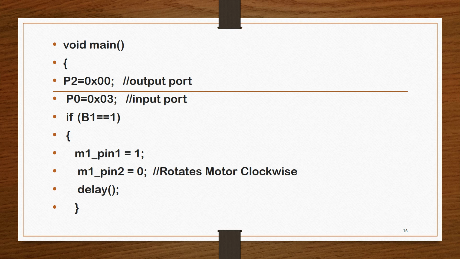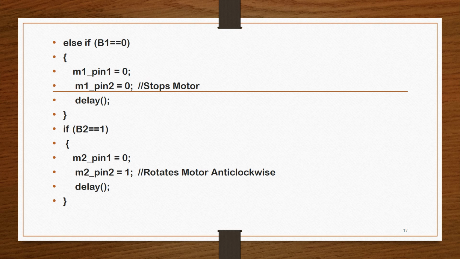Let us have a delay so that we will be able to realize that, otherwise it will be very fast. So gradually, based on the delay value, we will be able to realize it in the simulation. If we simulate it in Proteus, then we can realize the speed of the motor. And then else if B1 equal to 0, then M1 pin 1 equal to 0 and M1 pin 2 equal to 0, it is going to stop the motor. So based on the B1 connection, again there is a delay.